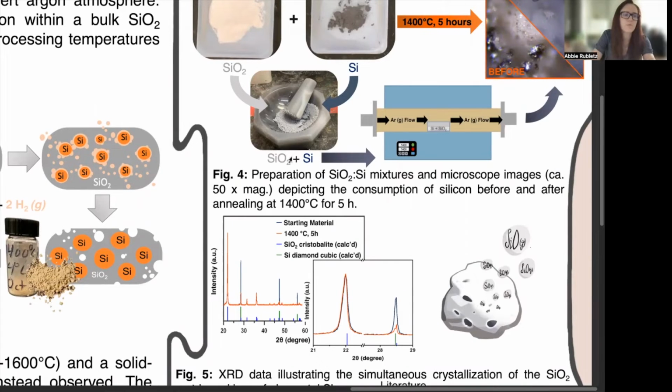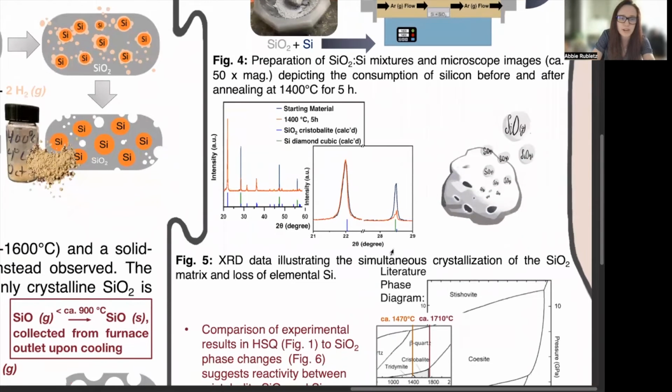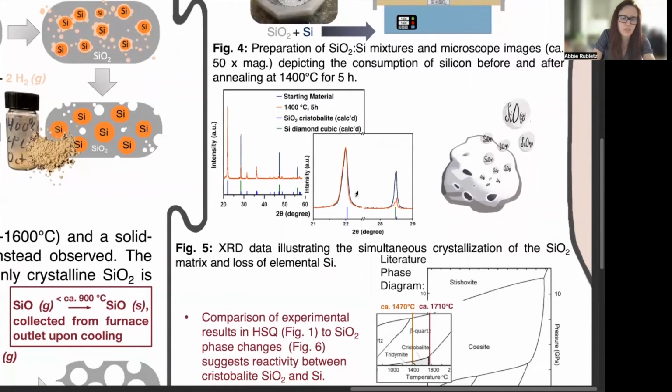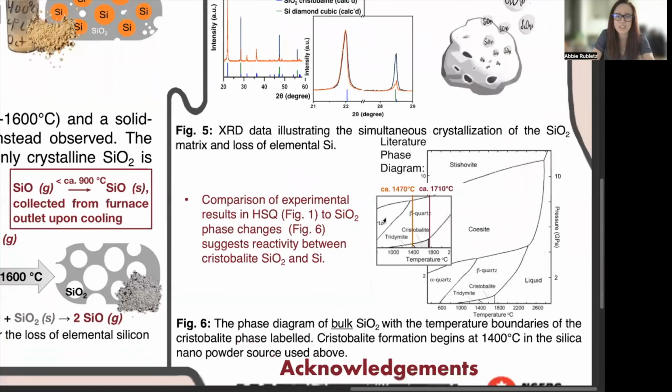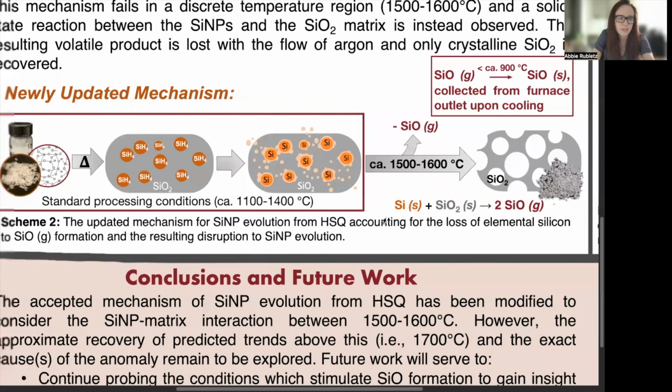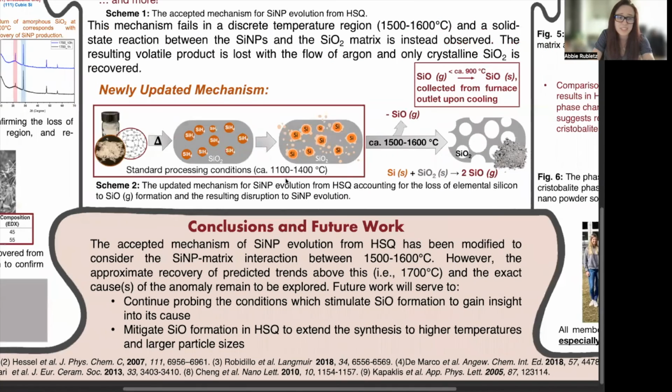This was thought to therefore provide more confirmation that the matrix crystallinity is our missing puzzle piece to the SiO formation in HSQ. In this system, we were able to successfully copy the results observed in HSQ, as seen in our XRD data, with a significant consumption of crystalline silicon domains, as seen here. We also observed the formation of copious amounts of the same spongy SiO material as is seen in the HSQ system. Therefore, we now know that the accepted mechanism of silicon nanoparticle evolution from hydrogen silsesquioxane is incomplete and not as straightforward as previously thought.